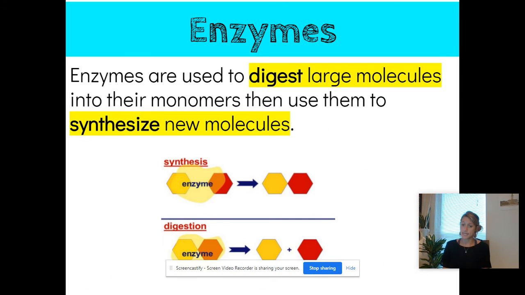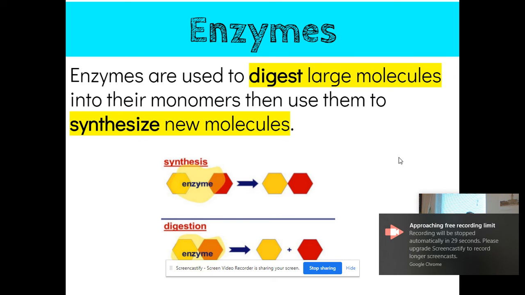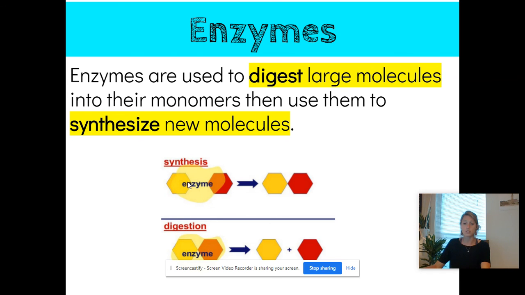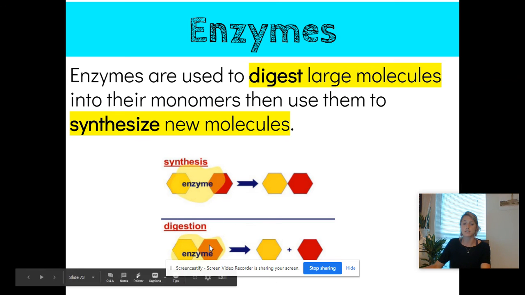Two things that enzymes also do: they digest larger molecules into smaller molecules and also synthesize small molecules into larger molecules. If that didn't make sense, you can just take a look at these two pictures. Synthesis means to build up your molecules, two smaller ones into one large one, or to digest, taking one large molecule and breaking it down into two smaller molecules.